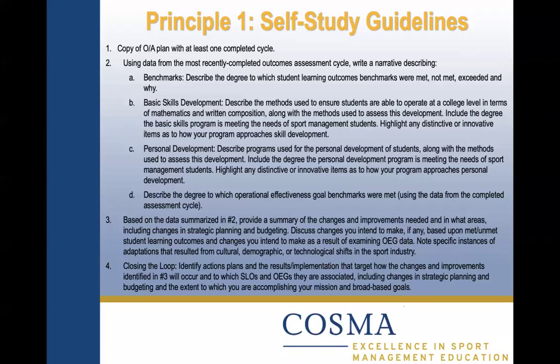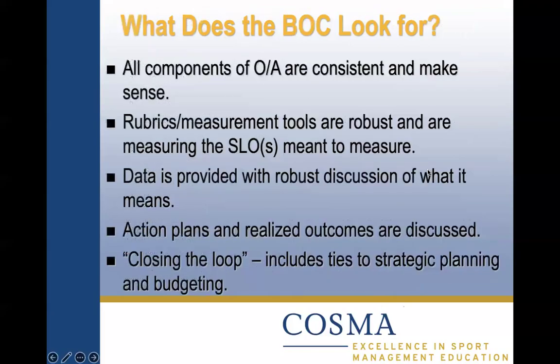And then you are going to also talk about your operational effectiveness goals, which are for your program as a whole. They are academic unit level goals. They're not about student learning outcomes. And then, as said here, you are talking about a summary of the changes and improvements that you've identified, et cetera. And then you are closing the loop. So this is how the principle itself is sort of actualized into the self-study guidelines. And this is what you're putting in your document.